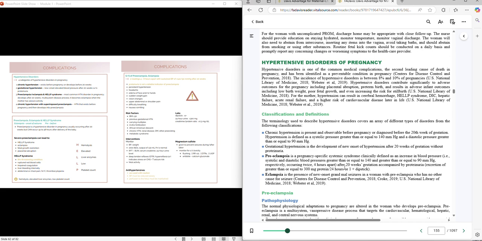Okay, we check that with lab draws. We check that, of course, with urine dipsticks. And then you have eclampsia. Eclampsia is when there is a seizure, a grand mal seizure during pregnancy.